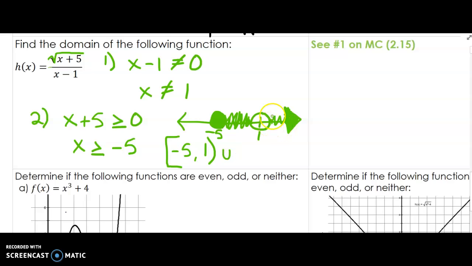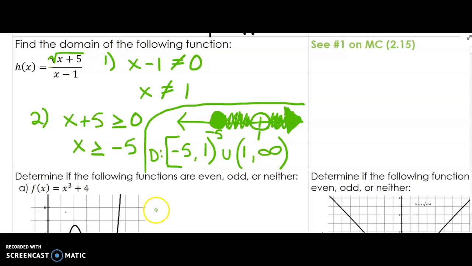And then I see I have one more interval that's starting at 1 and going towards my big fat arrow pointing to the right, which is positive infinity. And then both of those are going to have parentheses because neither of them are included. And so this interval, along with my number line, is my domain.